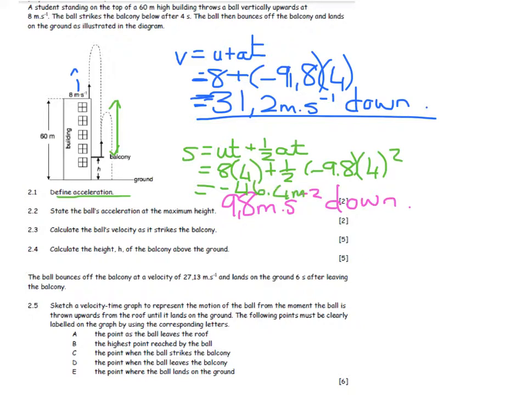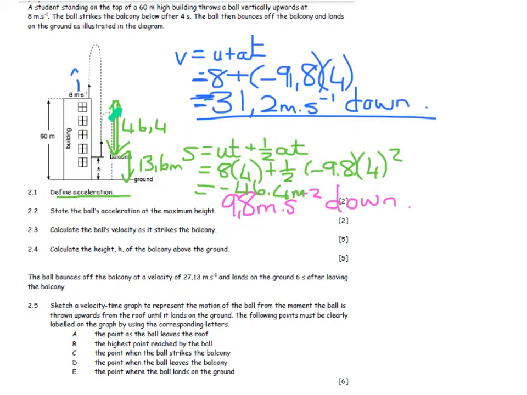That makes sense because it's downwards by 46,4 meters as opposed to the direction where I made my 8 positive upwards. So therefore, I can say 60 minus that 46,4, and what's left over is the height of the balcony, which is 13,6 meters above the ground. The ball bounces off the balcony at a velocity of 27,13 meters per second and lands on the ground 6 seconds after leaving the balcony.